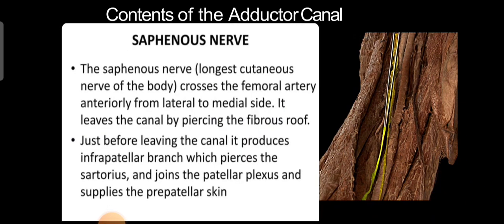Then we have saphenous nerve, which is the longest cutaneous nerve of the body. It crosses the femoral artery anteriorly from lateral to medial side. It leaves the canal by piercing the fibrous roof. Just before leaving the canal, it produces infrapatellar branch which pierces the sartorius and joins the patellar plexus and supplies the prepatellar skin.